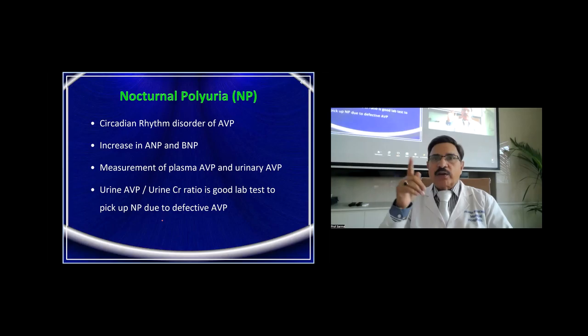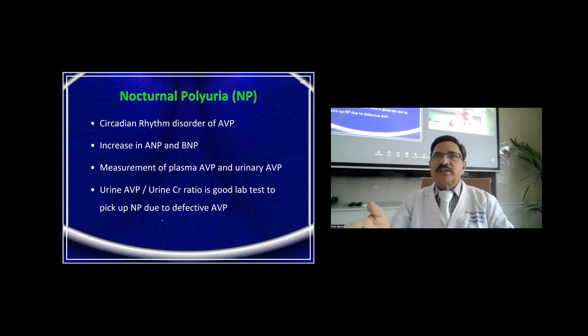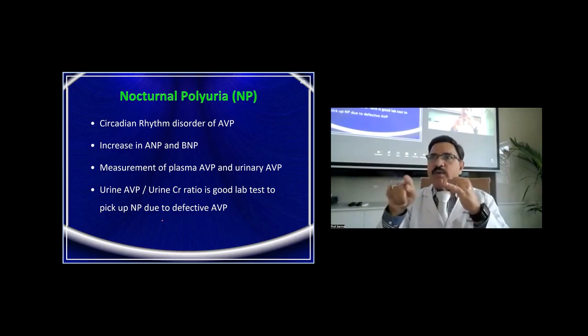Now, in nocturnal polyuria, what happens? The circadian rhythm is disturbed and the ADH is not there even in the night. When ADH is not there, what will happen? There will be diuresis. He has to go more. This is a disturbance in the circadian rhythm of the ADH.